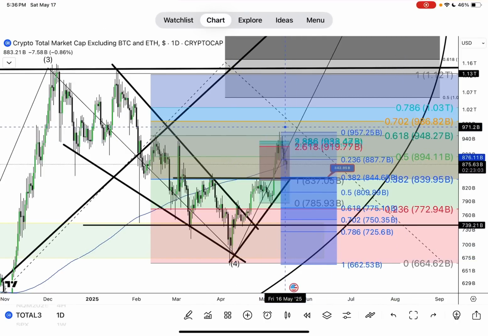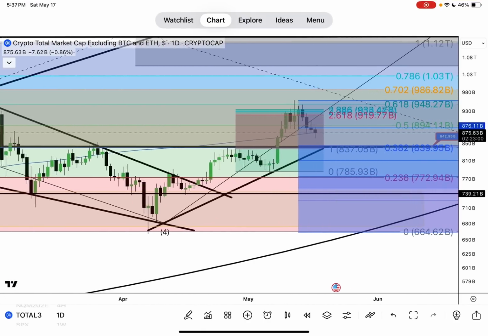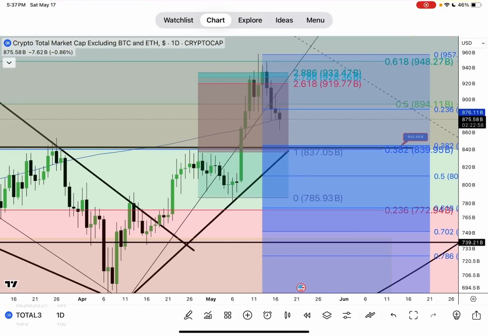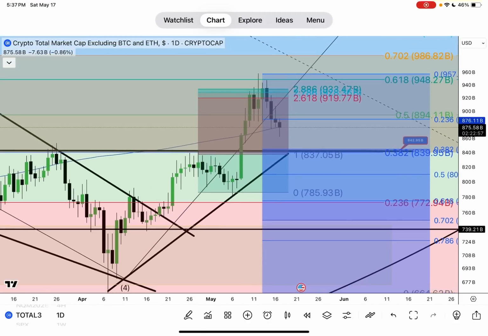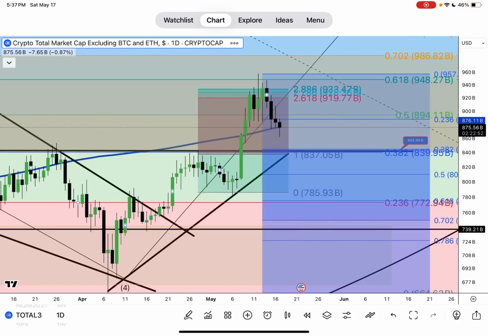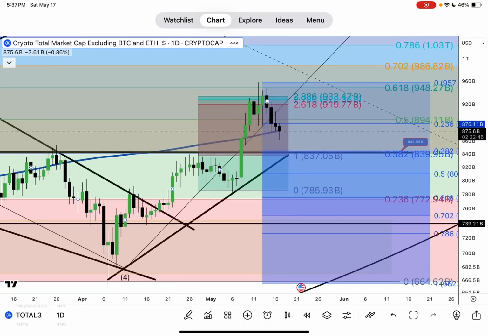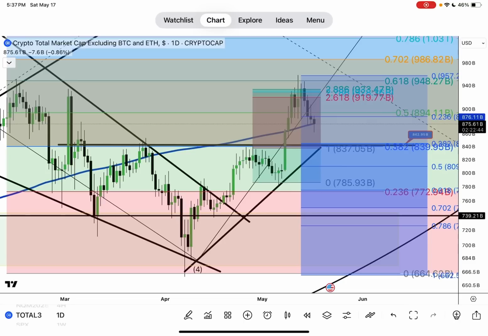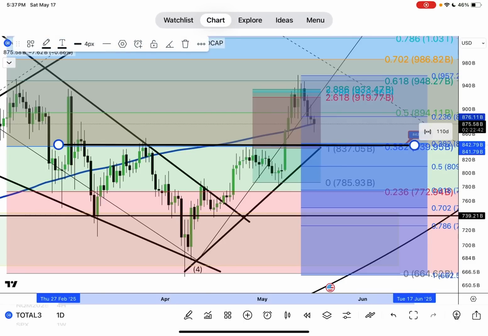So it wouldn't surprise me if Total 3 comes down just a little bit more. You can see that we're just hanging on the 200-day moving average by a thread. This is the 200-day moving average right here. As you guys can see, we're currently holding above it. We're actually just below it, but we do have the top of our ascending triangle over here sitting at 842 billion.